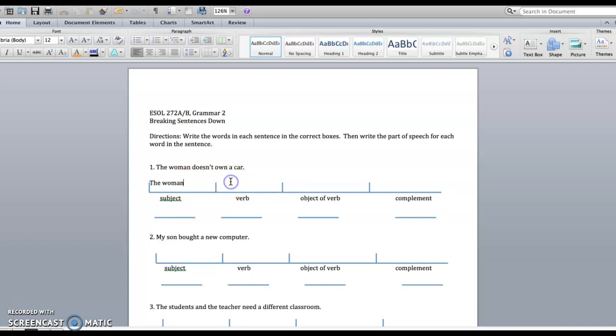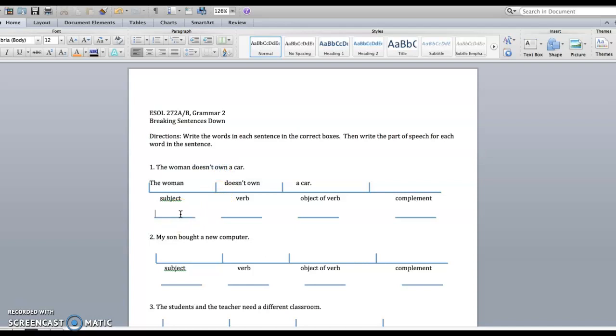And the verb is doesn't own, right? A negative verb. And then the object of the verb is a car, all right? And then there is no complement, because remember, complements are only for linking verbs, and own is not a linking verb, okay? Then down here, you put the part of speech.